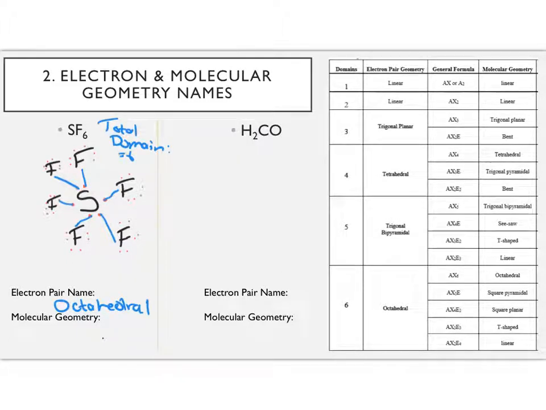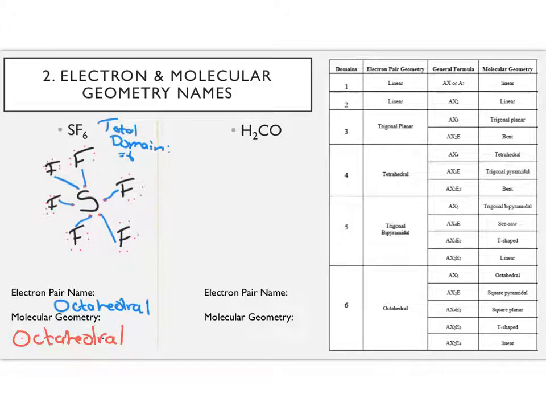Octahedral. The next thing that we want to do is figure out our molecular geometry name. In this case, since we have 6 total domains and no lone pairs, the molecular name is also going to be the same, and we're going to write octahedral for that.